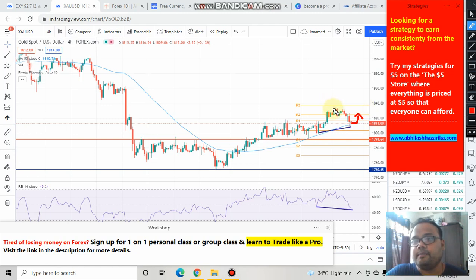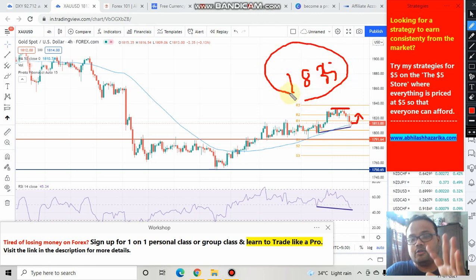This will be your target. The previous high will be your target around 1835. You can exit, or this will be your target. But keep in mind, the chapter is not over here. The story does not end here. If the market reverses taking support at the 50 moving average, you can go for a buy.